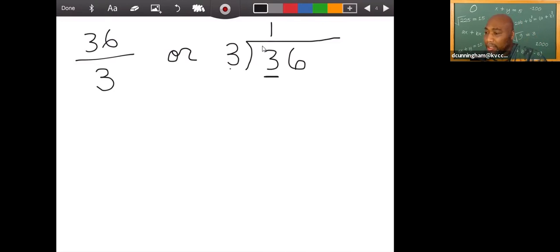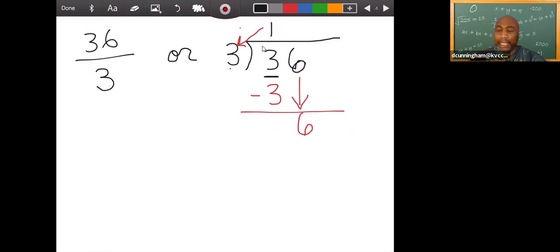That's in the dividend. Now we multiply 1 times 3, which is 3, and then we subtract, and this is a 0. We don't usually put that there, but we can right now, and have a 6 here. So we just bring down the 6. Where did that 6 come from? We brought it down. You just bring down the next number.